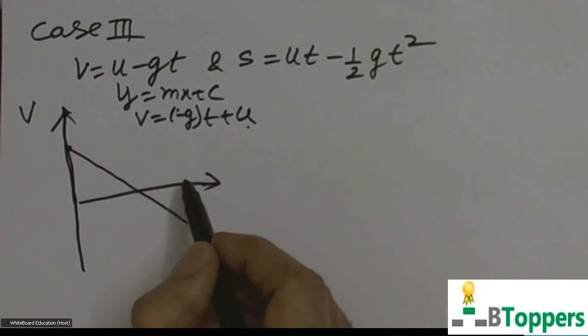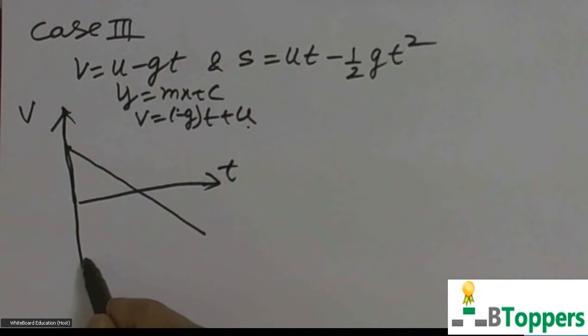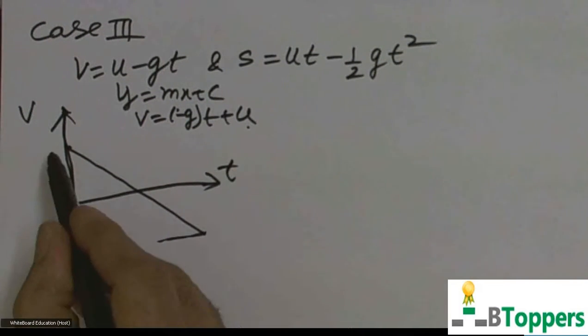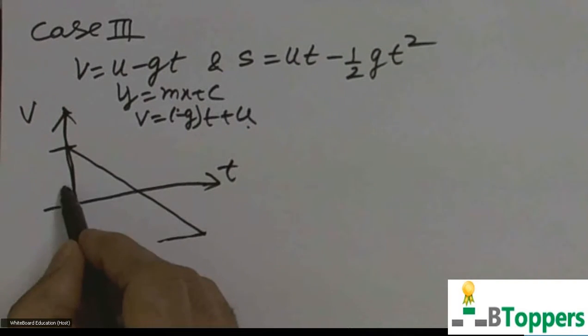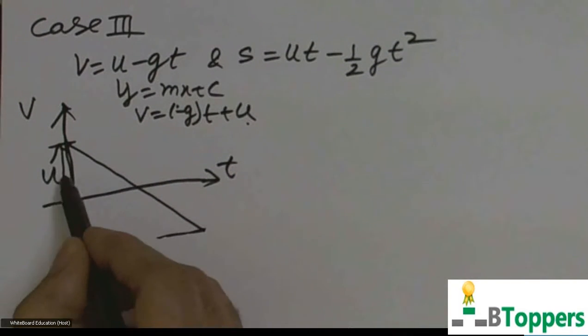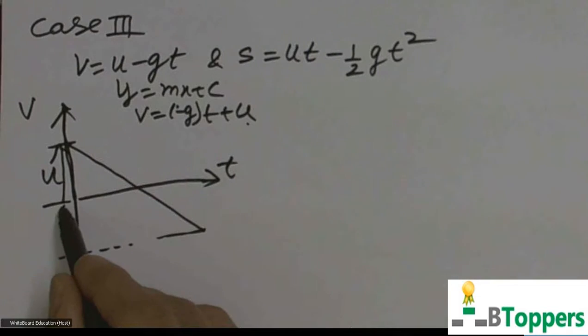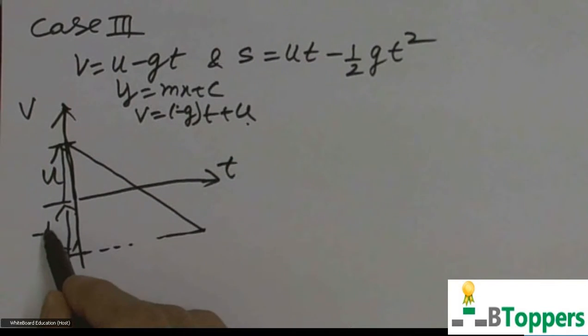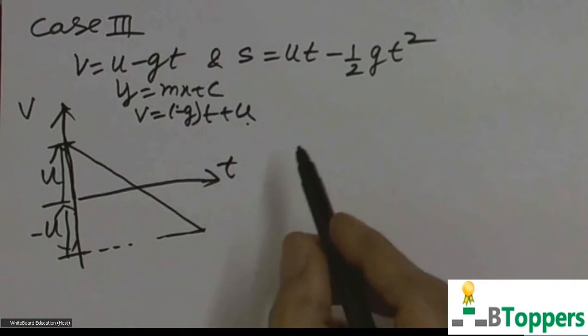If you draw a graph with velocity along the y-axis, and the body returns to the point of projection, it will have a velocity equal to u in magnitude, but directed oppositely. So this will be u and this will be equal to minus u.